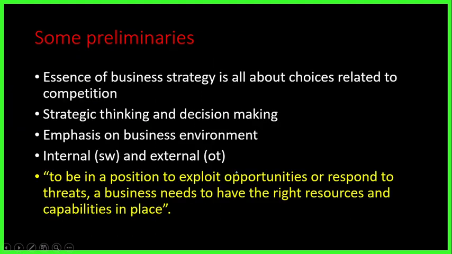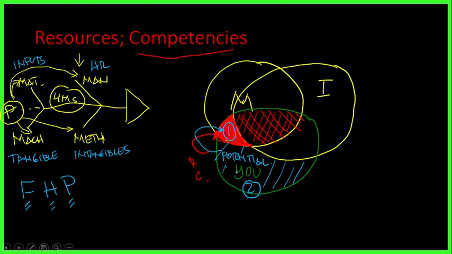Now, some preliminaries before we go to the elements, no? The essence of business strategy is all about choices related to competition. Okay, so going back, choices related to competition. Dito, may competition dito. Extreme competition. Sometimes you want to improve your products and your services so that you can also provide this area right here para magiging mas competitive ka. So, ganun. That's how you visualize, no?